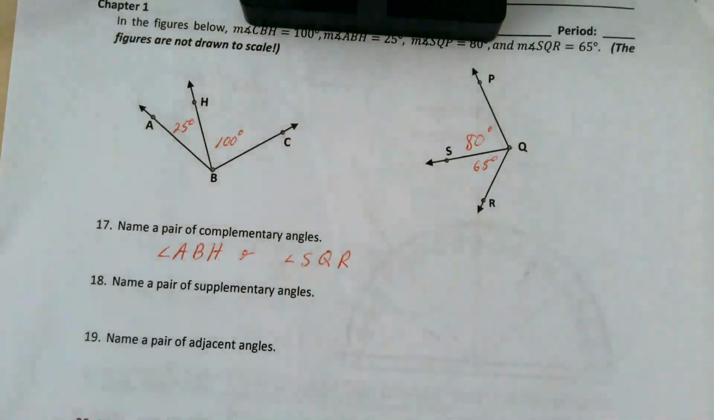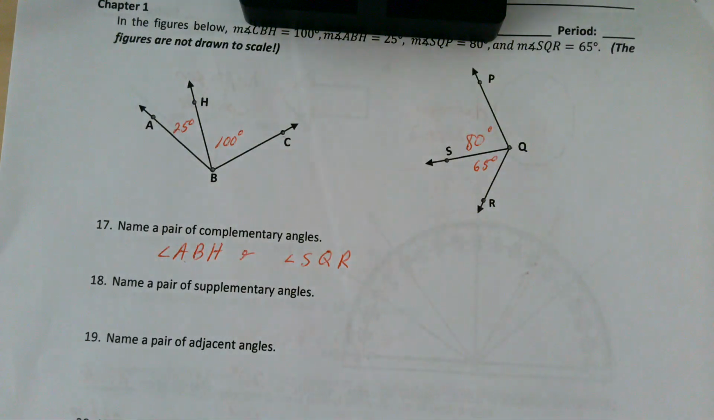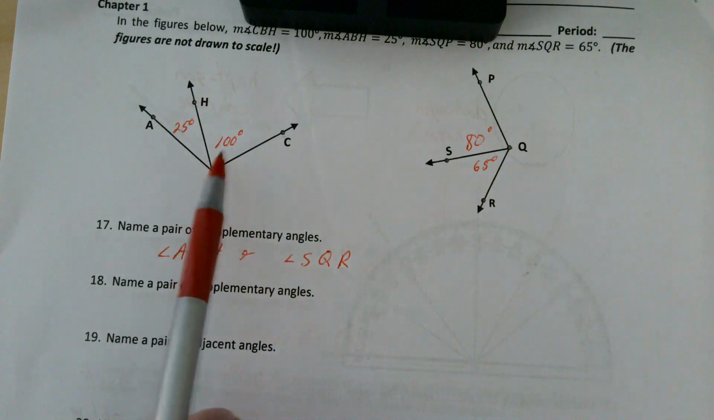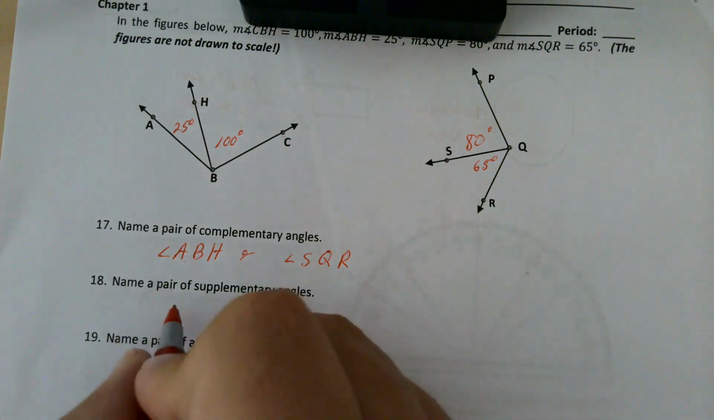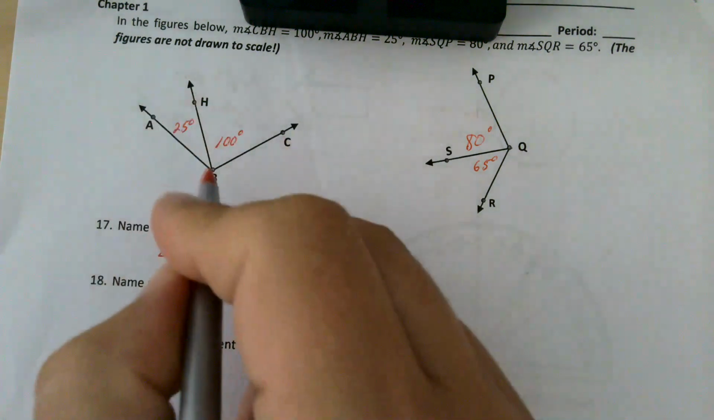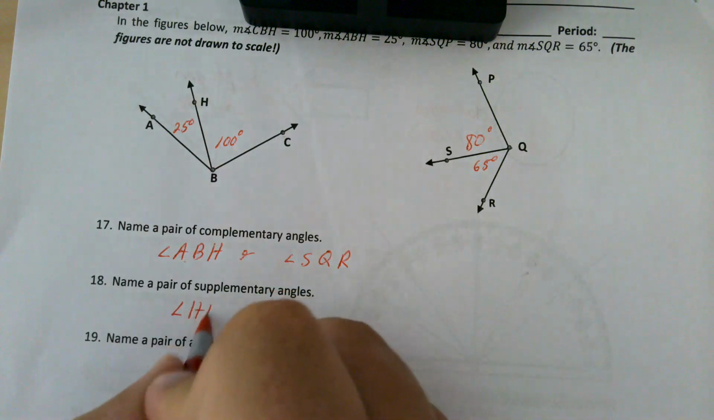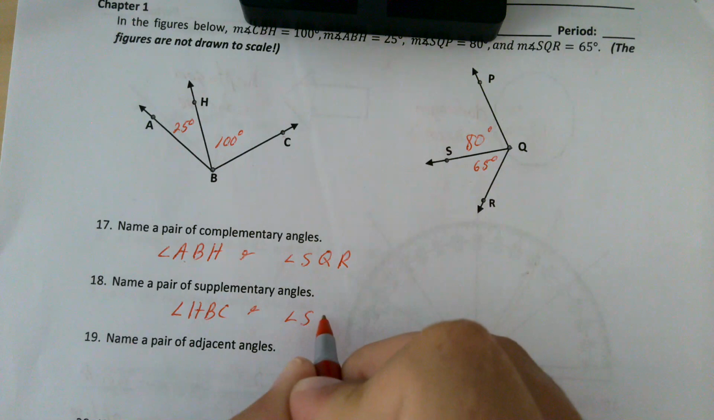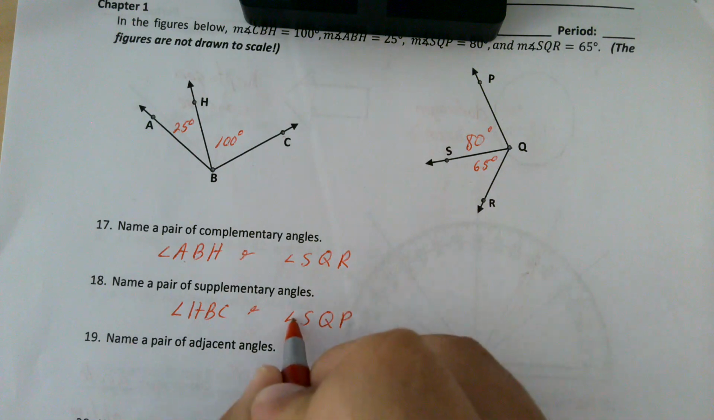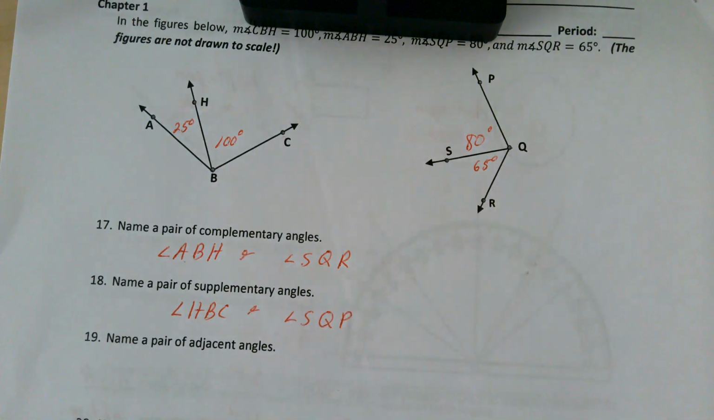Then supplementary angles add up to 180. Hopefully you can see right away, you have 100 and you have 80. Obviously that adds up to 180. So we want to, again, name these properly. Angle HBC and angle SQP. Make sure you're using the angle symbol when you're naming angles.